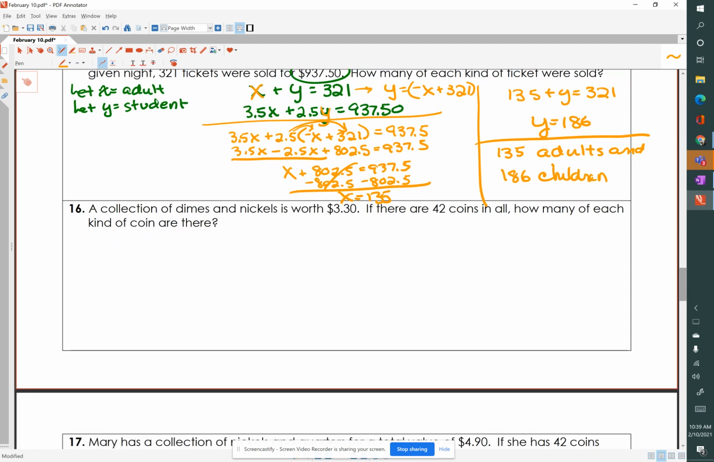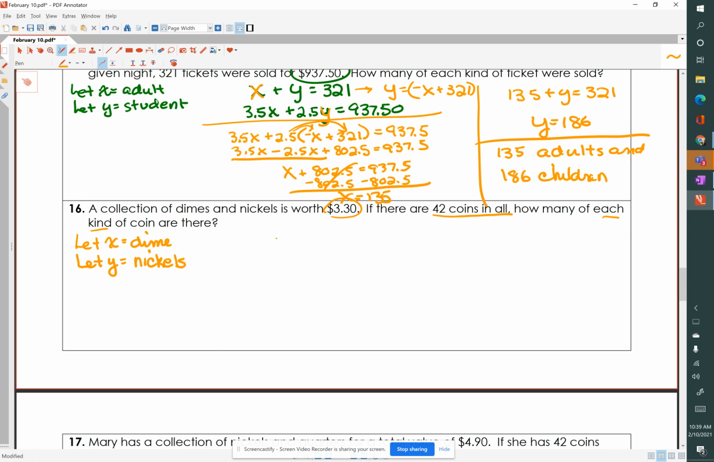Okay, now we have a problem about a collector and his dimes and nickels. This will be another substitution problem. A collection of dimes and nickels is worth $3.30. If there are 42 coins in all, how many of each kind? So we want to know how many dimes and how many nickels. So let's let x equal the dimes, and we'll let y equal nickels.